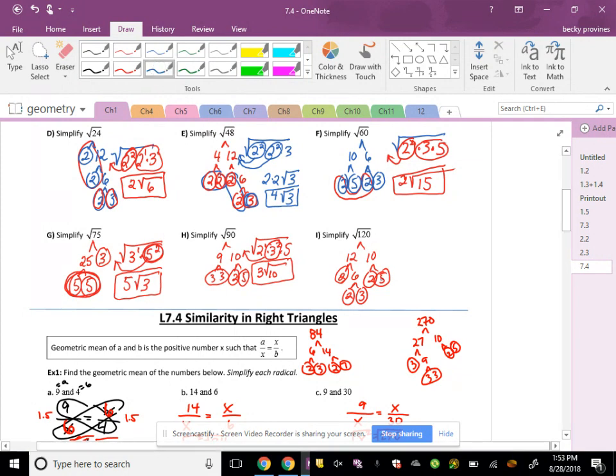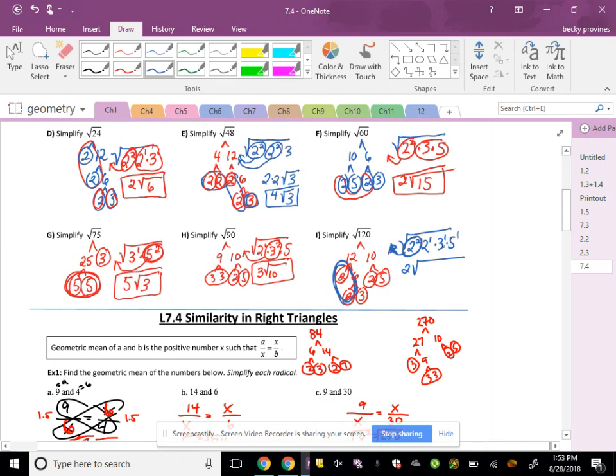I have a total of 5 numbers here. How many groups of 2 do you have? Well, it looks like I only have one grouping of 2. I have 2 to the second, and then I have a leftover 2. I have 1 3, and I have 1 5. So this one grouping of 2 gets to come out. That's an arrow. And then everything that's left on the inside, you multiply back together.